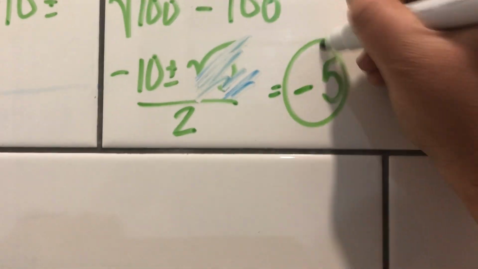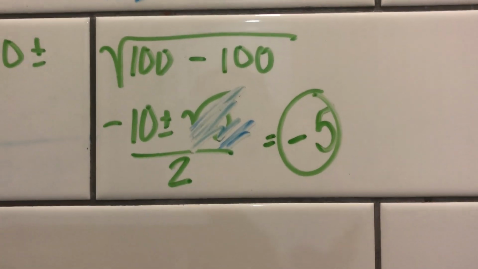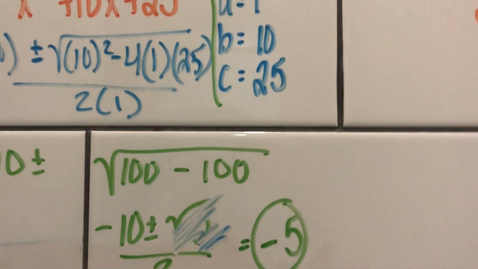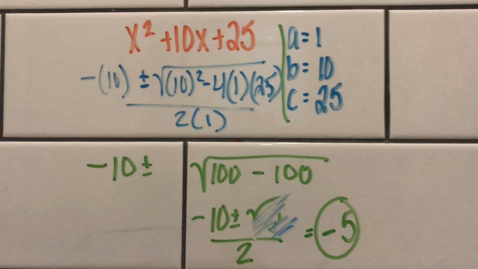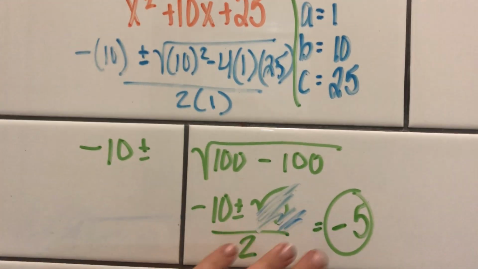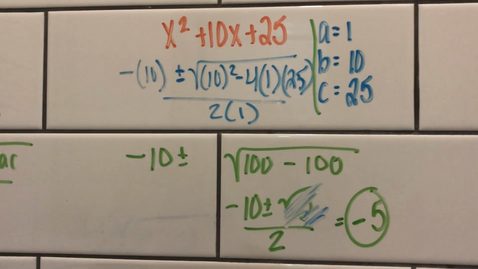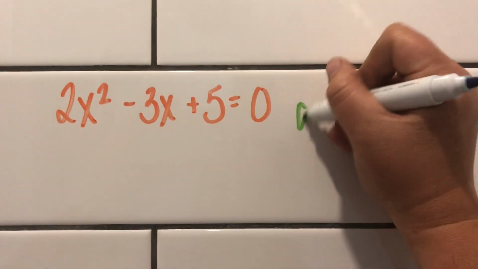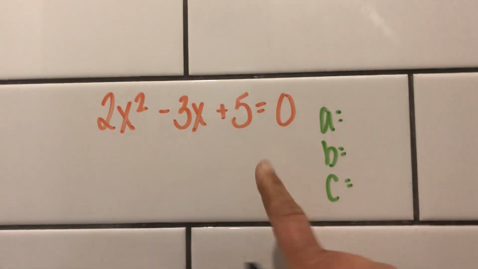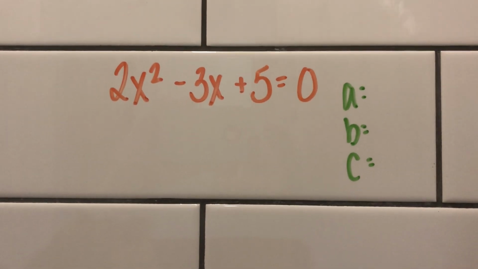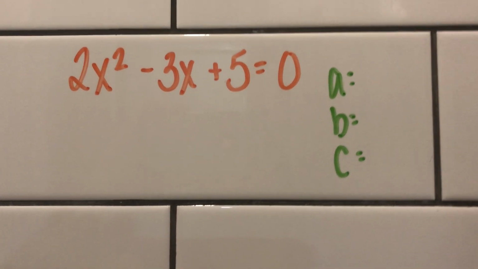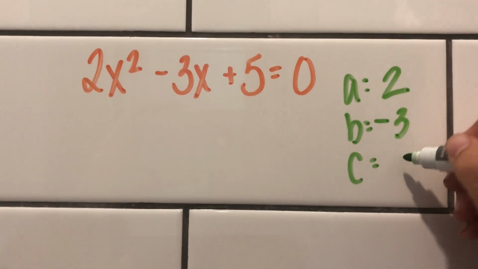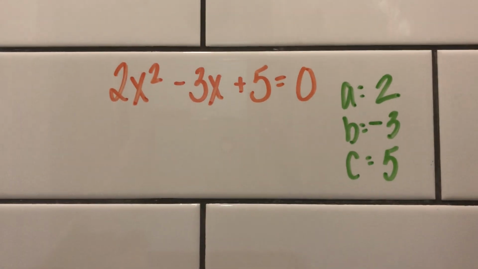Negative 5, excuse me. So if I were to graph this, my vertex is going to touch the x-axis at negative 5. I know that that's going to be the minimum of my parabola because this is opening upward. So that tells us a lot of information about what this quadratic looks like. We have one more example. Again, I'm going to start out by pulling out my A, B, and C. This one's already in standard form again, unlike the first one, so that's a little bit easier for us to just go ahead and start. So my A is going to be 2, my B is negative 3, and C is 5. And then I plug into the quadratic formula.